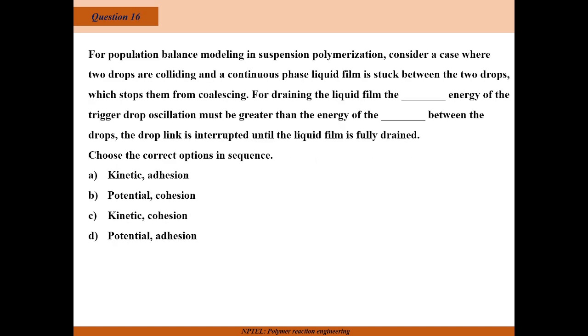So the next question is, for population balance modeling in suspension polymerization, consider a case where two drops are colliding and a continuous phase liquid is stuck between the two drops, which stops them from coalescing. For draining the liquid film, the dash energy triggering drop oscillation must be greater than the energy of dash between drops, and the drop linking is interrupted until the liquid film is fully drained.